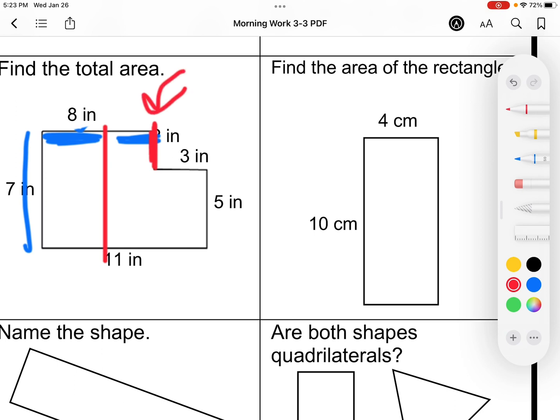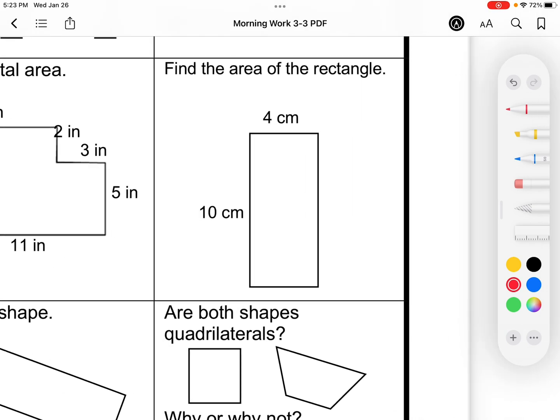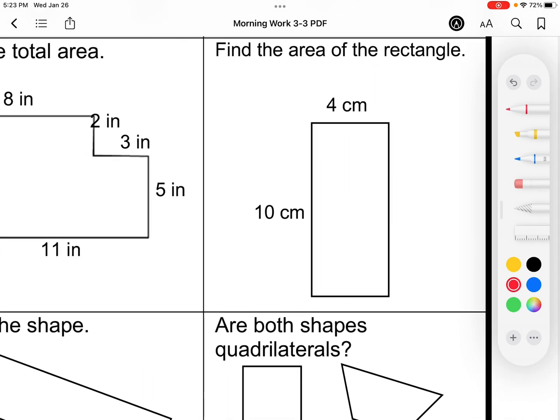So you see how that line already exists? You just want to stretch it all the way down to the bottom instead of putting it in the middle like that one. Okay. So that was just a reminder that I wanted to be sure to tell you. This one today is a little bit, well, a lot of it easier. When you're finding the area, we're multiplying. So 4 times 10 is 40, and then centimeters squared.